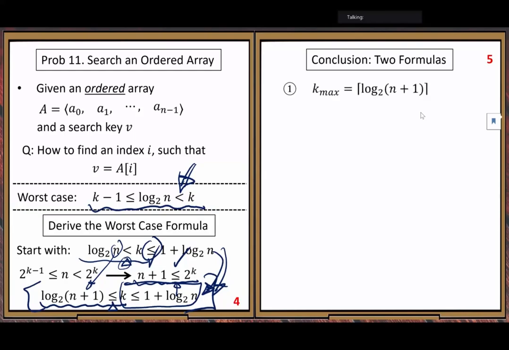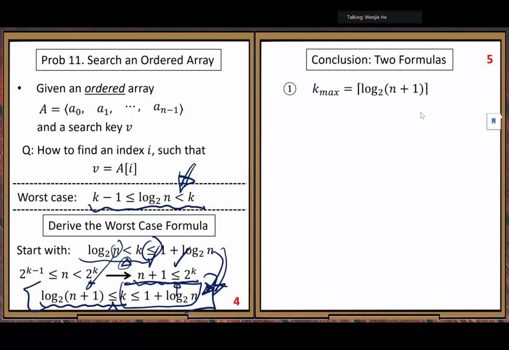The first formula, this k sub max. The max, because the worst case corresponds to the maximum number of comparisons. So that's the meaning: the maximum number of comparisons for the worst case. But we want to make this number as small as possible, corresponding to the optimal solution.